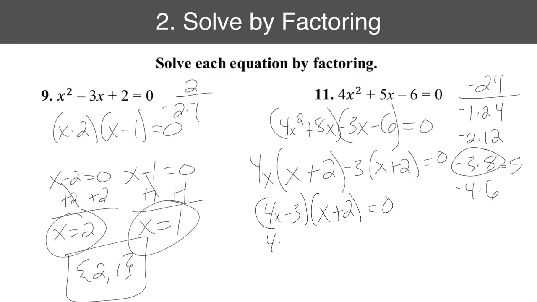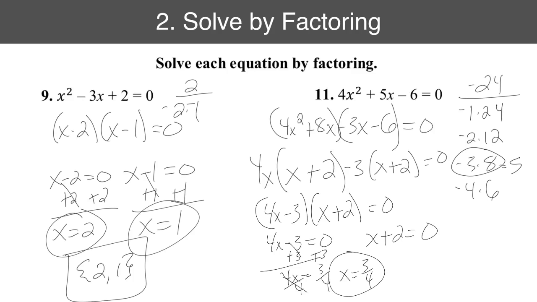Now take both of them, set them equal to 0, and solve your equation. So for the first one, we add 3 over. We get 4x equals 3. Then we divide by 4, and we get x equals 3/4. For the second one, we subtract 2 over, and we get x equals negative 2. So your two answers for this quadratic would be 3/4 and negative 2. So that's how you solve by factoring, the easy type and the harder type. So next up would be solving quadratics with the quadratic formula.